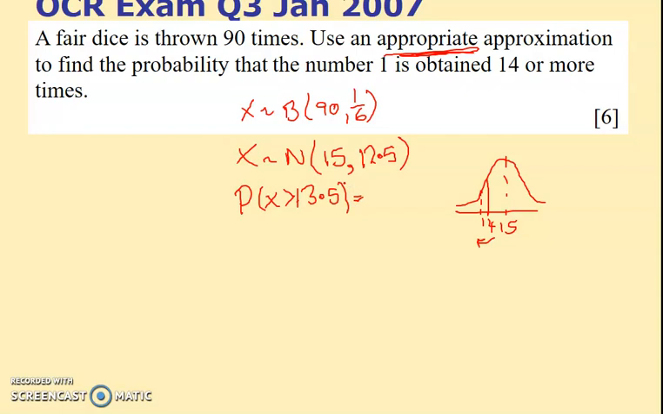That's an old question we're looking at. It's 6 marks this. So menu 7, norm CD2. So what we're doing, the lower is 13.5, the upper is lots of 9s. Let's go back.